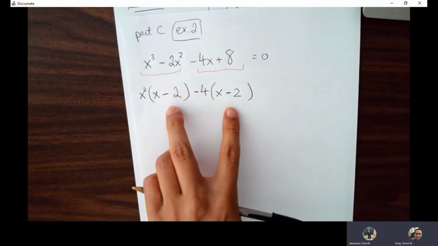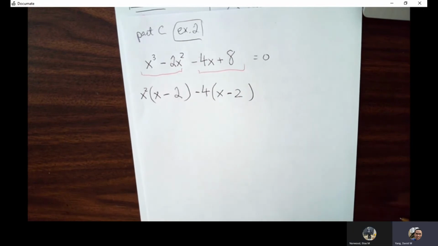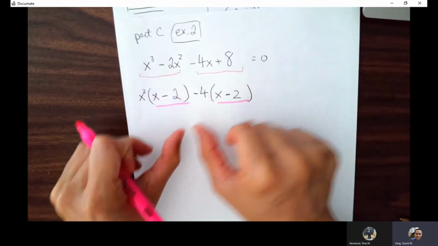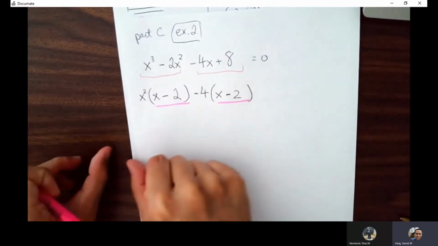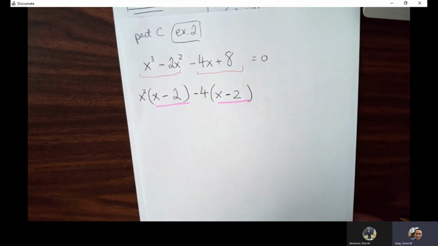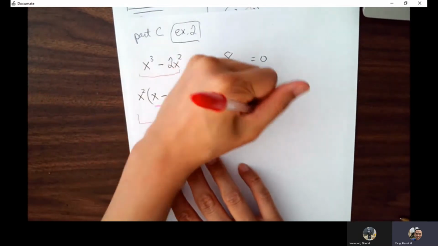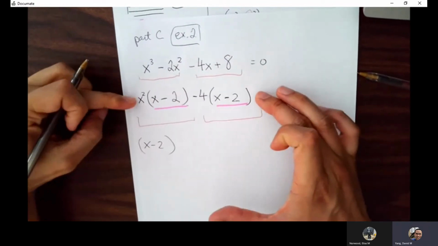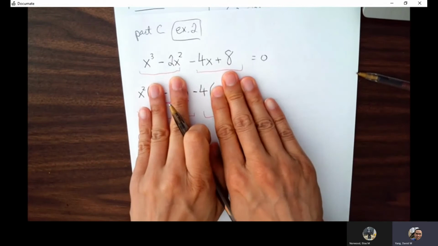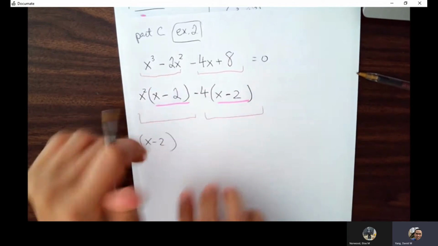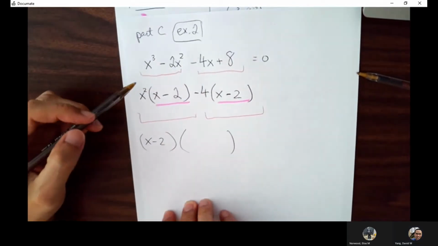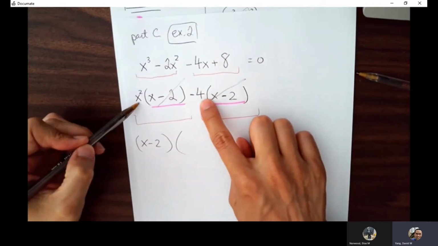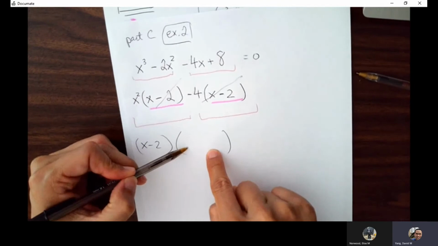X minus 2. Yeah, there's a shared x minus 2, right? So with that shared x minus 2, we're going to imagine these are two separate things, and we're going to take x minus 2 from both of these guys. If I remove them, then the only thing left is x squared minus 4. And if I take x minus 2 out, then the non-shared term is going to be in their own space.